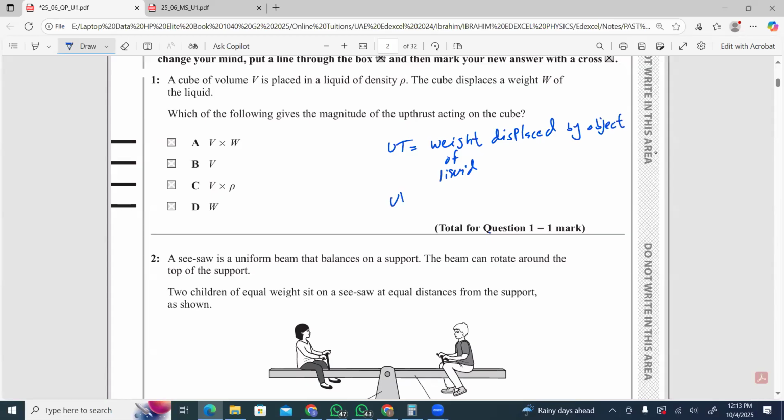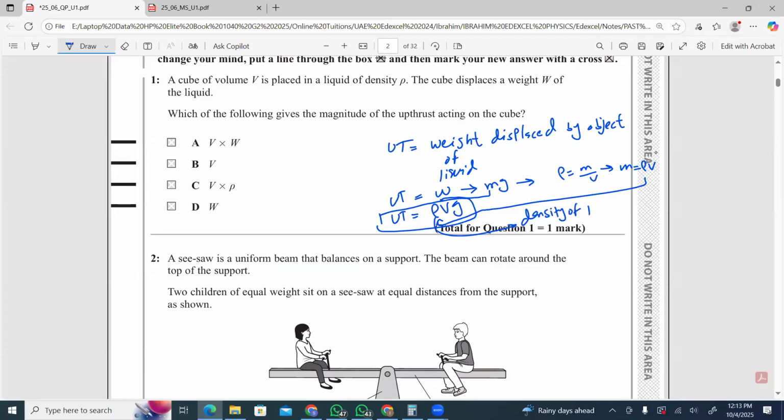So from here, you just write this: rho V and g, because W is mg and density is m over V, so you just write m equals rho V, and you just put mass equals rho V g. And actually here the rho is the density of the fluid, not the density of the object, remember. So in that way the option is going to be right away D.